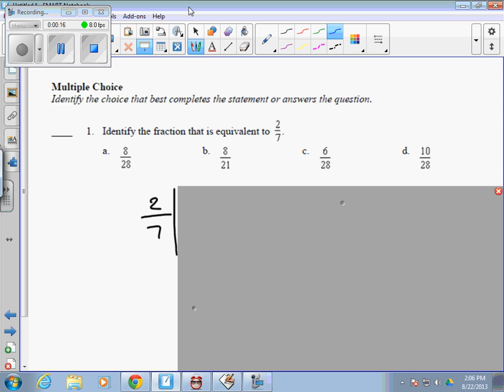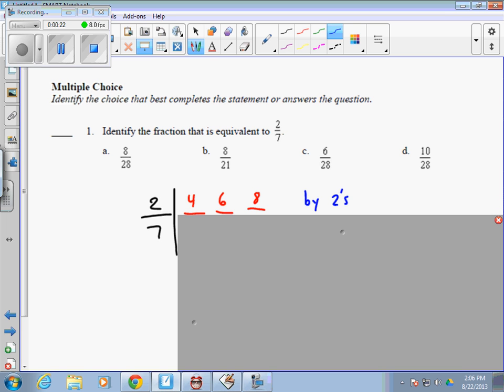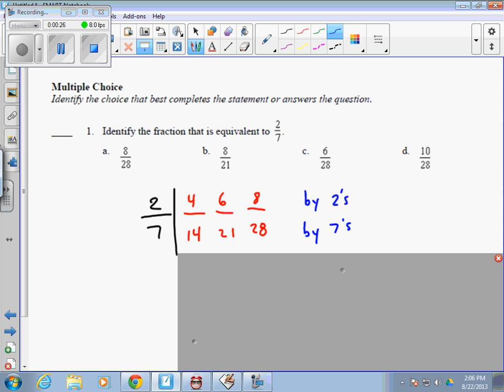But what you need to do is count by the number that it is. So for the top, you're going to count by 2s. That's probably the easiest way to do it. Counting by 2s: 2, 4, 6, 8. And for the bottom, when you count by whatever that number is, in this case, it happens to be 7. So 7, 14, 21, 28. Notice the fractions that we created from each of them: 4/14, 6/21, and then 8/28.